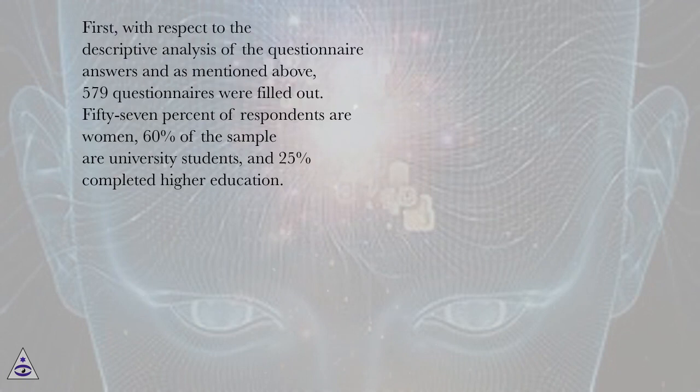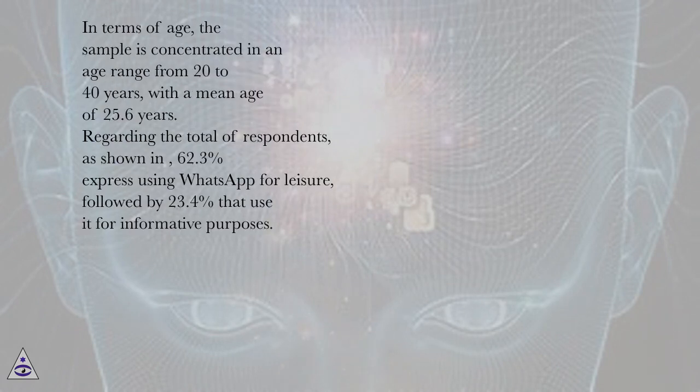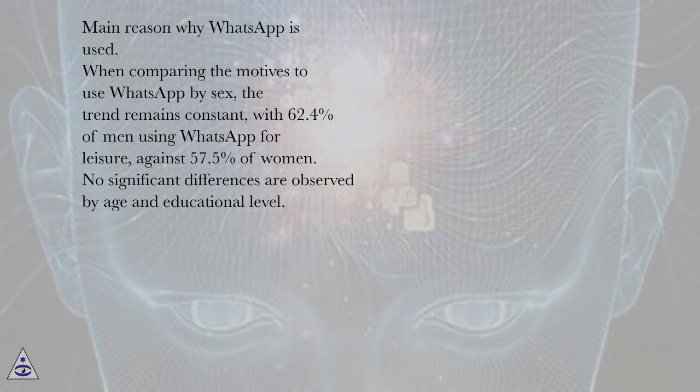First, with respect to the descriptive analysis of the questionnaire answers and as mentioned above, 579 questionnaires were filled out. 57% of respondents are women, 60% of the sample are university students, and 25% completed higher education. In terms of age, the sample is concentrated in an age range from 20 to 40 years, with a mean age of 25.6 years. Regarding the total of respondents, as shown in the figure, 62.3% express using WhatsApp for leisure, followed by 23.4% that use it for informative purposes. Main reason why WhatsApp is used.